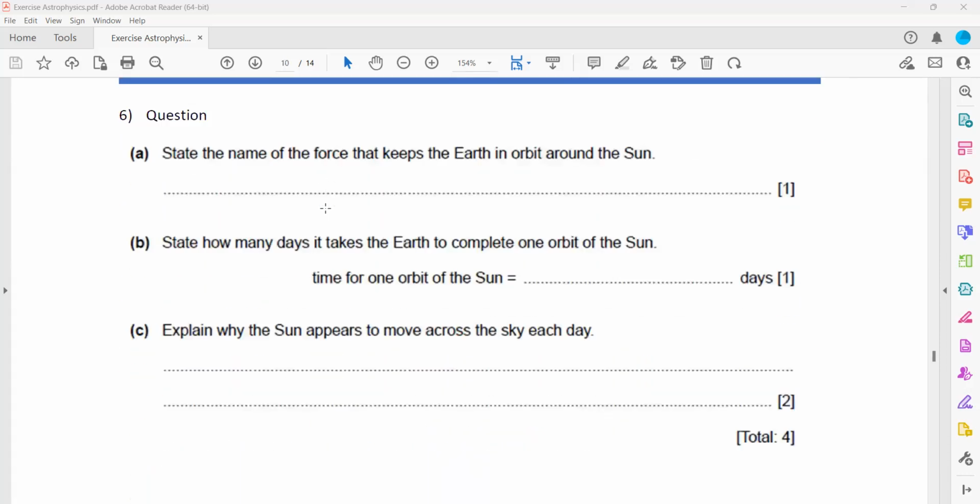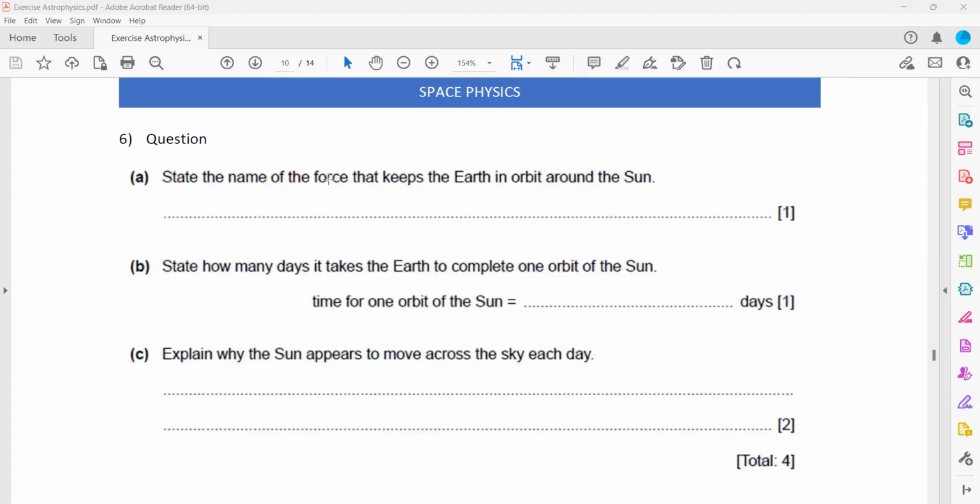Then question 6: state the name of the force that keeps the Earth in orbit around the Sun. All these astronomical objects are moving due to gravitational force. State how many days it takes for the Earth to complete one orbit of the Sun. That's 365 days.